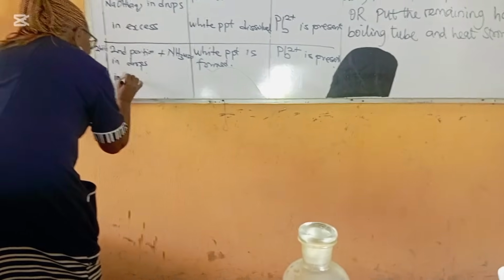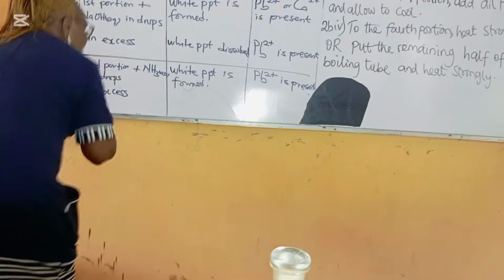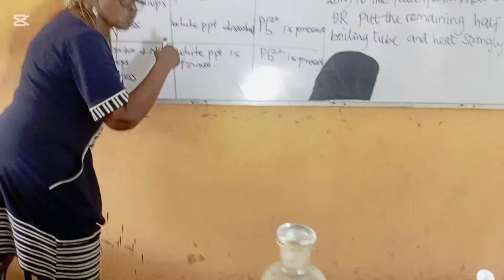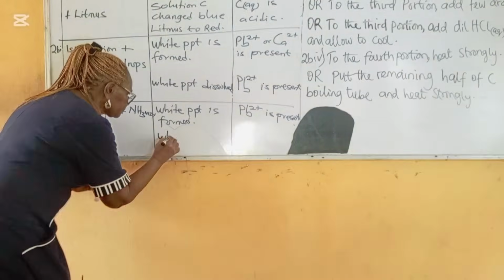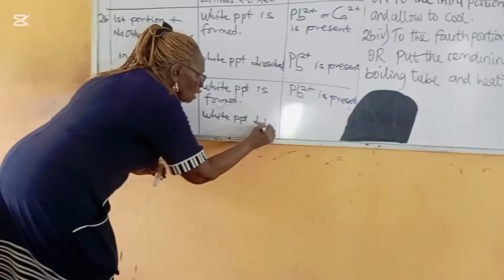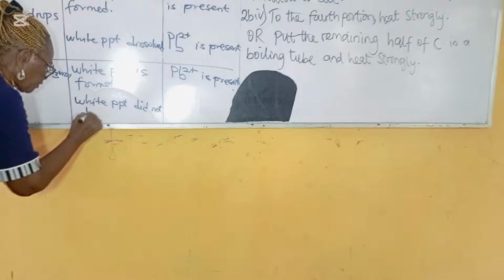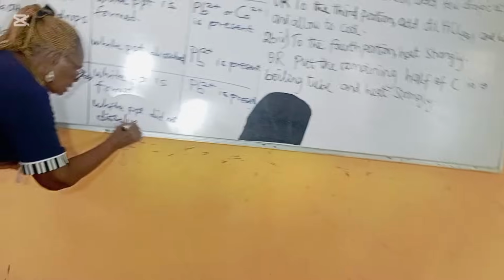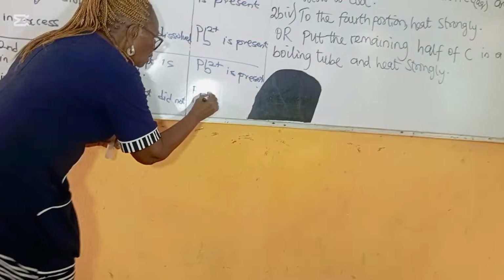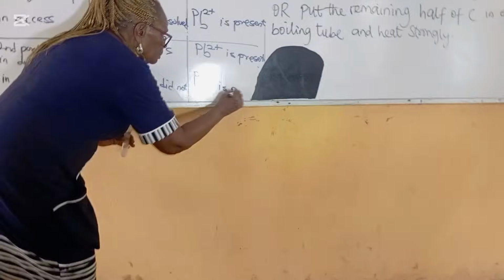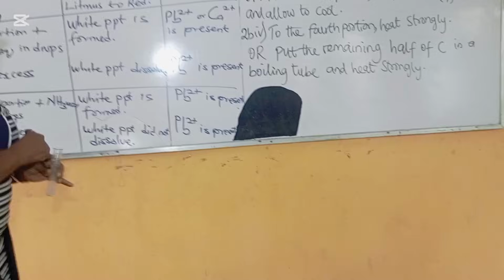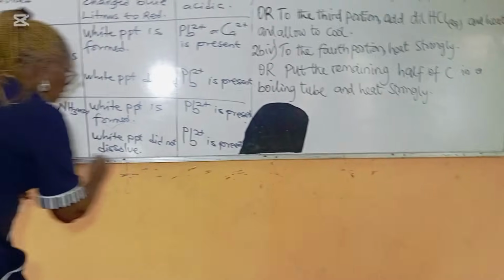You now say in excess. Like I said before, don't write insoluble. Tell us what you observe. White PPT did not dissolve. That means lead 2 ion is present. It is not a confirmatory test. So that's what you have to write. I'm done with this number.